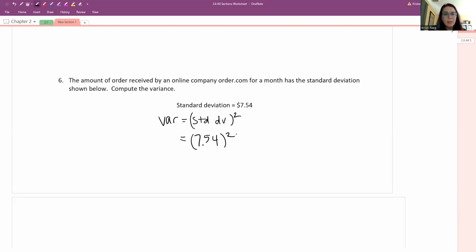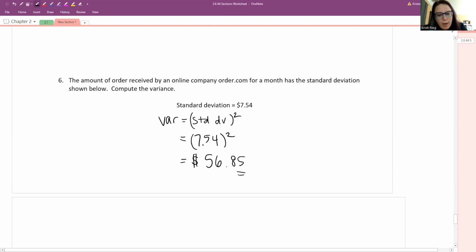Now the units for variation would be a little wonky sometimes because technically it's dollars squared. But since we don't talk that way, we just talk about dollars. We are going to have dollars for the answer, and that means we're going to round it to the nearest cent. So for the final answer, I'm getting $56.85 because we round to the nearest penny on this. I did get 56.8516 on the calculator, but I dropped the other two because that's not how we talk about money.